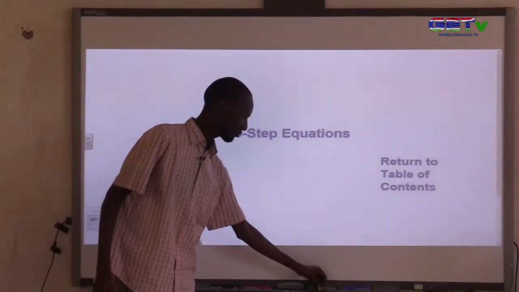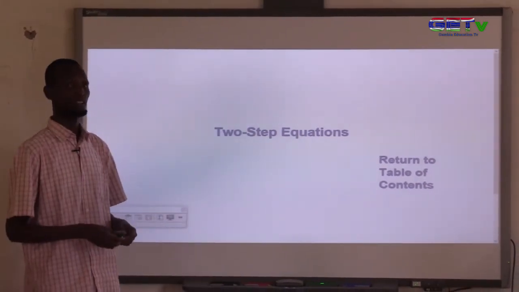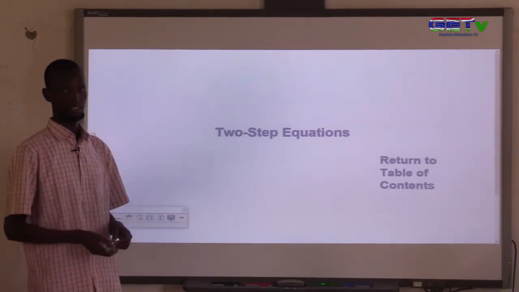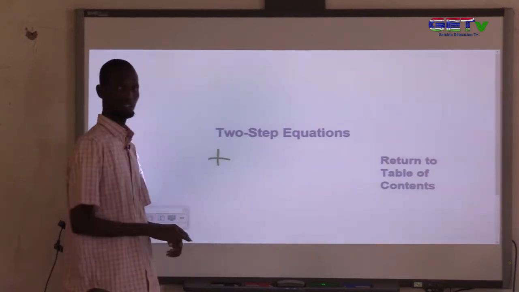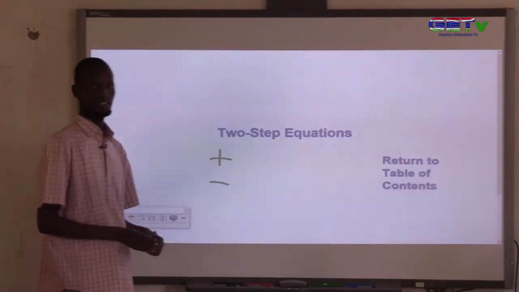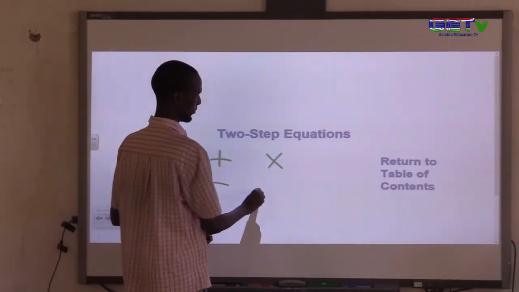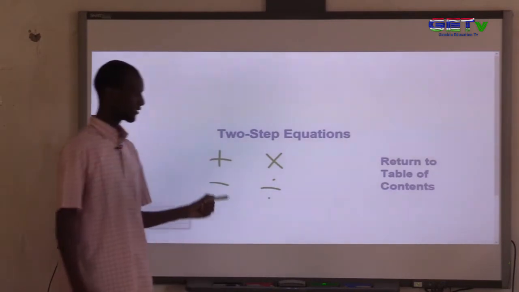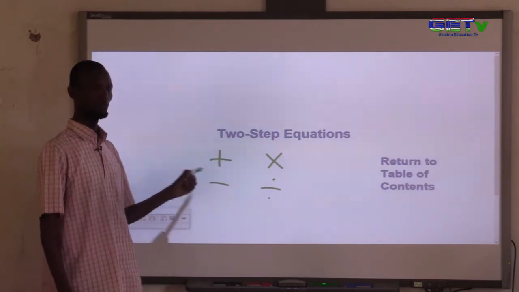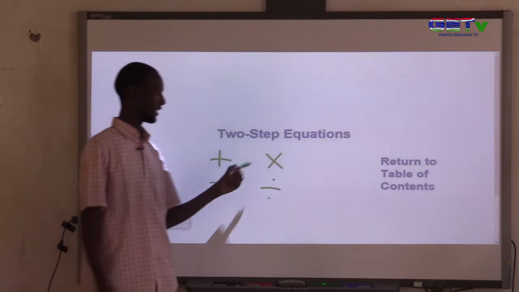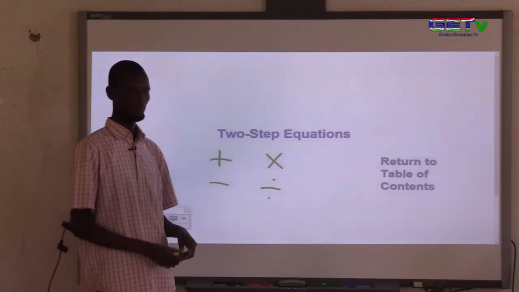Now, just to take you back a bit before we move on, we have learned which operations undo each other. We now know that to undo an addition, you subtract. And likewise, to undo a multiplication, you divide. So a subtraction will undo an addition, and an addition will also undo a subtraction. Likewise, a multiplication will undo a division, and a division will also undo a multiplication.